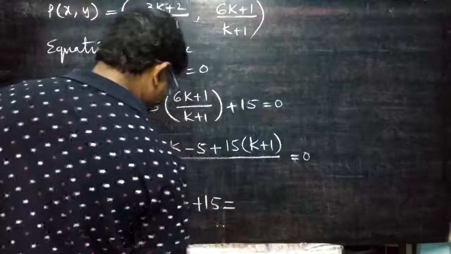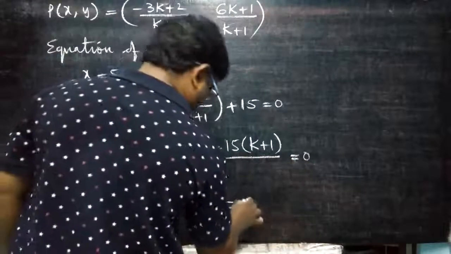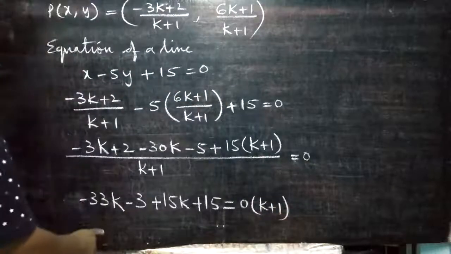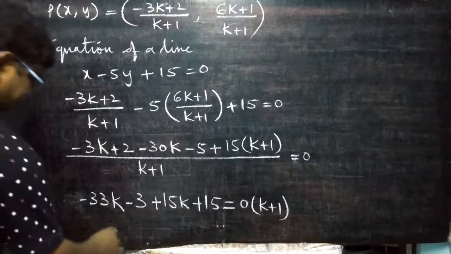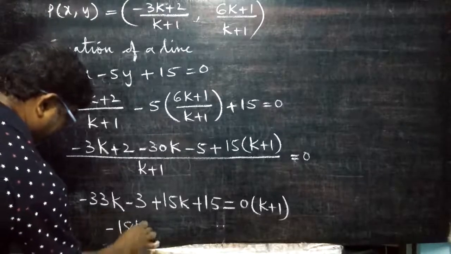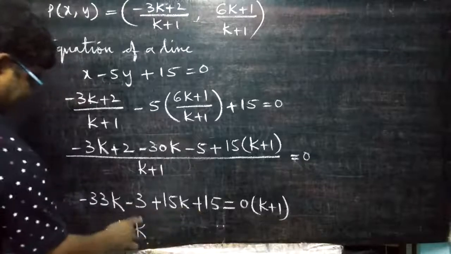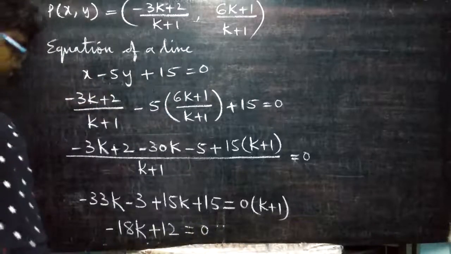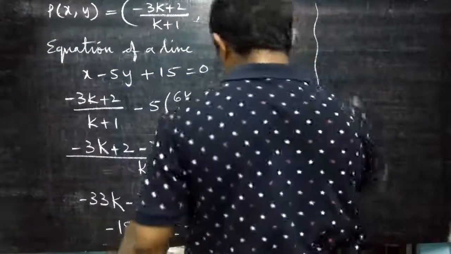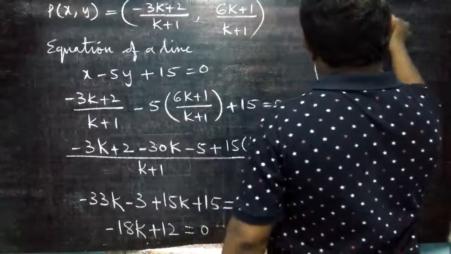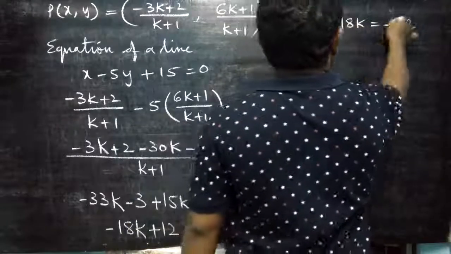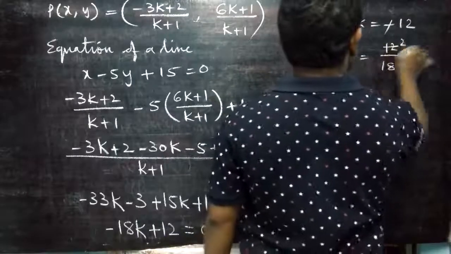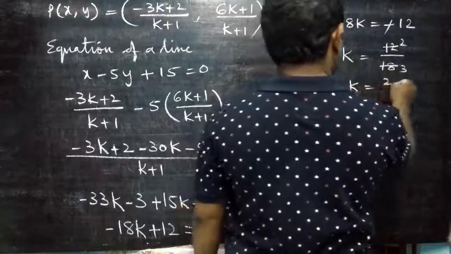Is equal to (k plus 1) into 0, which is 0. Simplify: minus 33k plus 15k is minus 18k, 15 minus 3 is 12, so minus 18k plus 12 is equal to 0. Now minus 18k is equal to minus 12, minus minus get cancelled, k is equal to 12 by 18, and we got k as 2 by 3.